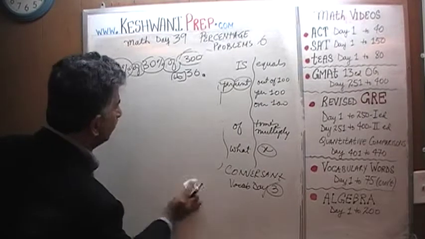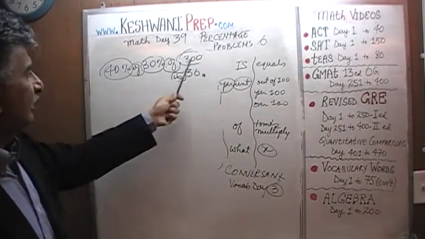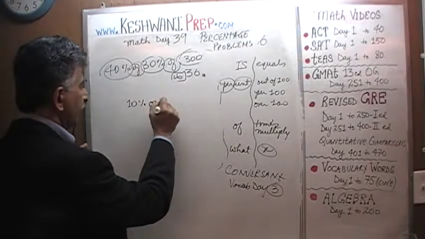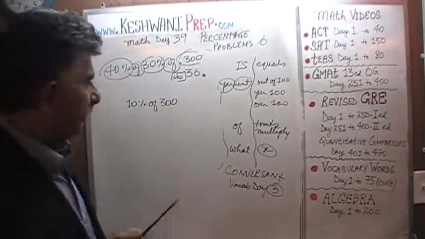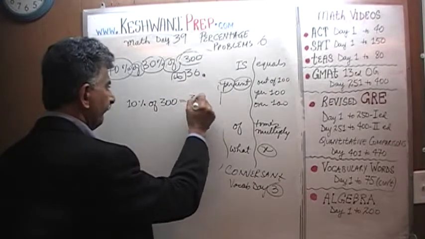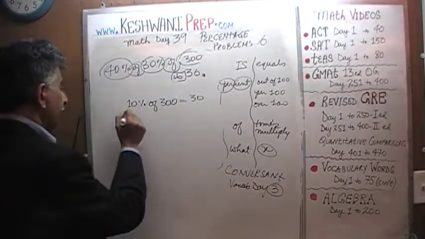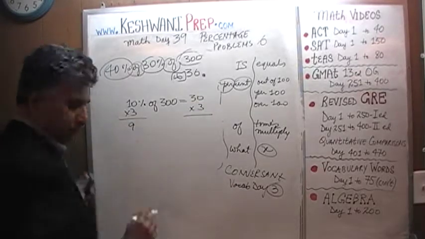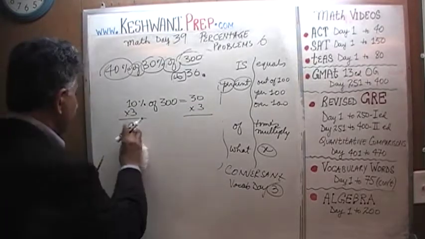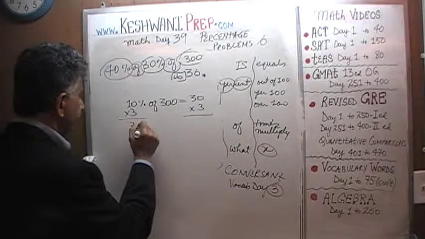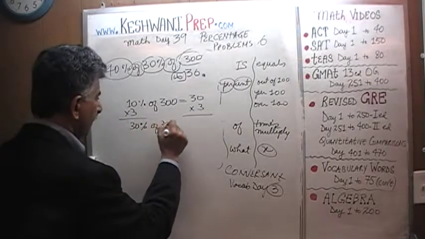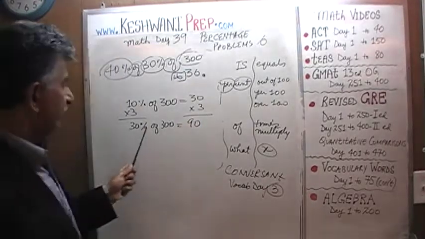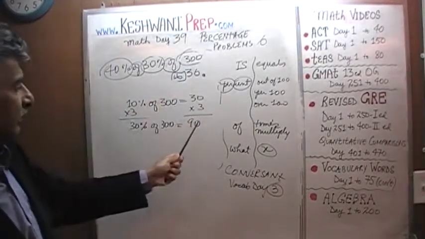So let's find out first 30% of 300. We know 10% of 300 would have to be 30. Therefore, 30% would have to be 3 times as much. 10 times 3 is 30, so 30% of 300 would have to be 3 times as much, which is 90. So now we know 30% of 300 is 90.